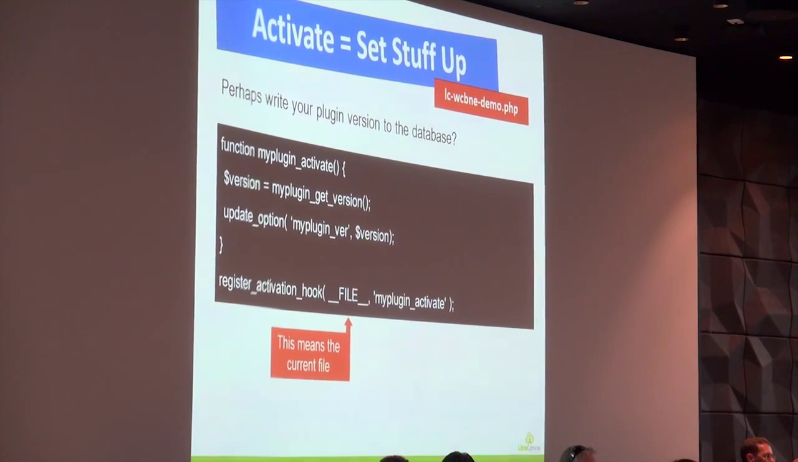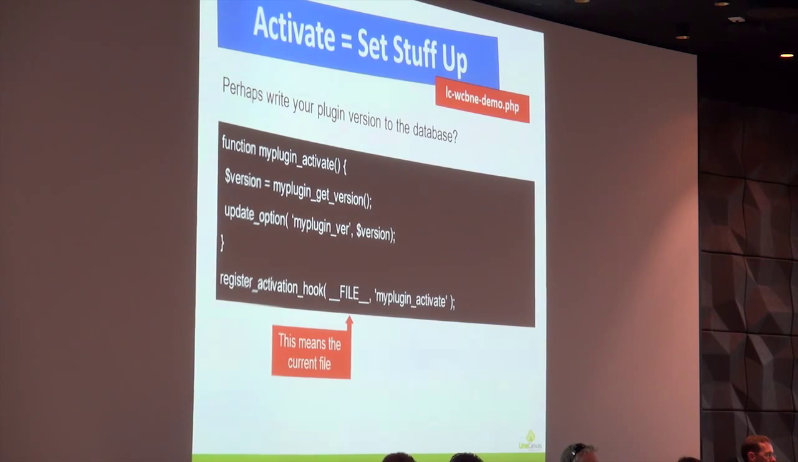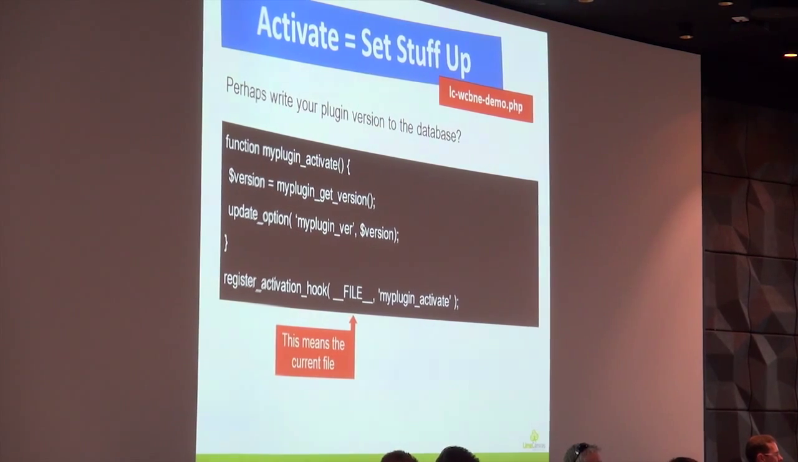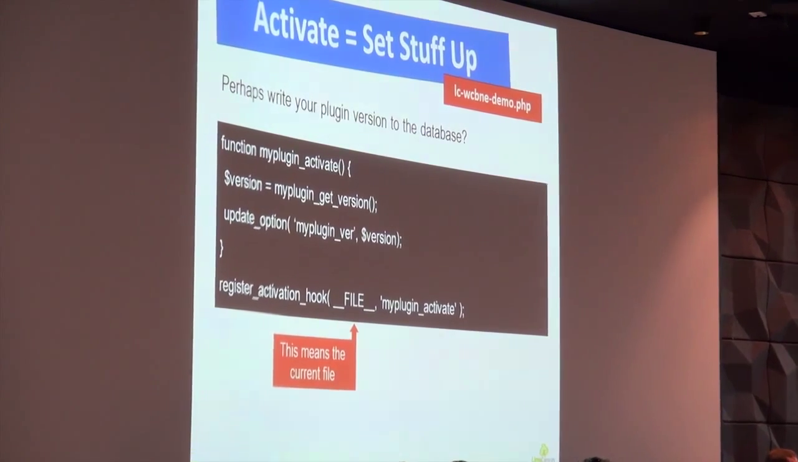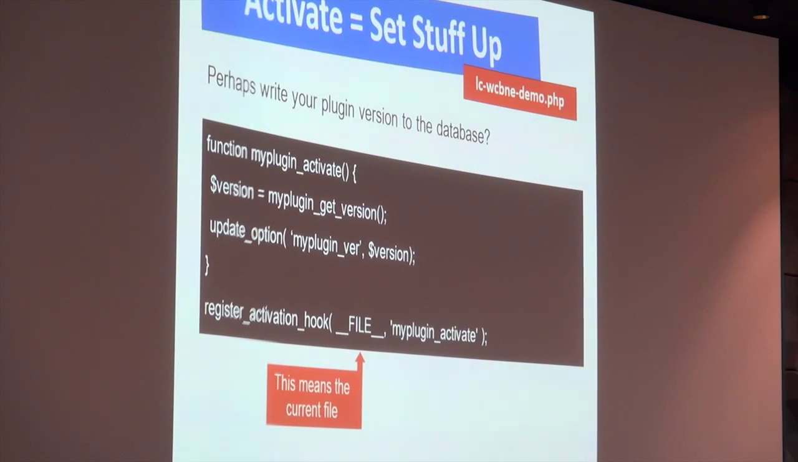So here's an example of activation. Okay? So on plugin activation, you might want to set some stuff up. And I've got an example here that is just writing a version number to the database. So your plugin might have different versions, 1.1, 1.2, 1.3, and this way you might just want to write out to the database so that at some point later, maybe when you update, you can check and then run functions against that. So it's very simple.